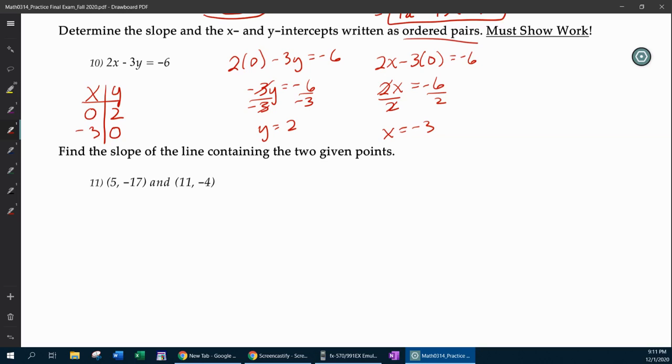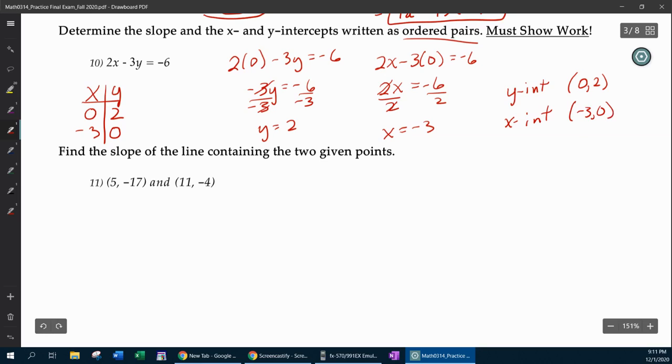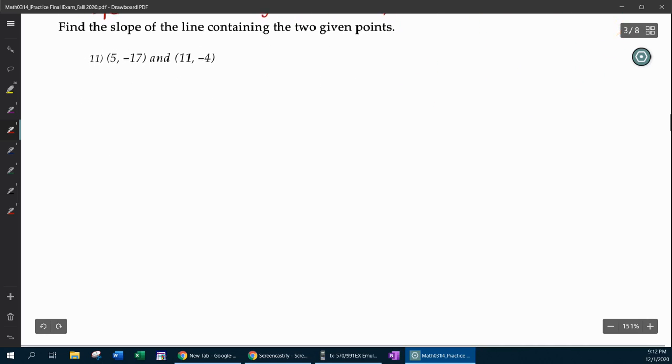Now, the last thing I need to do is write those as ordered pairs, okay? And it wouldn't hurt to label them. So the y-intercept is 0 and 2. And the x-intercept is negative 3 and 0. And there's number 10 done.